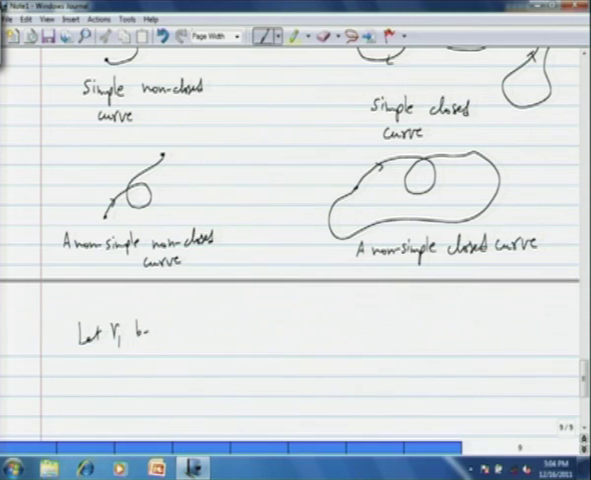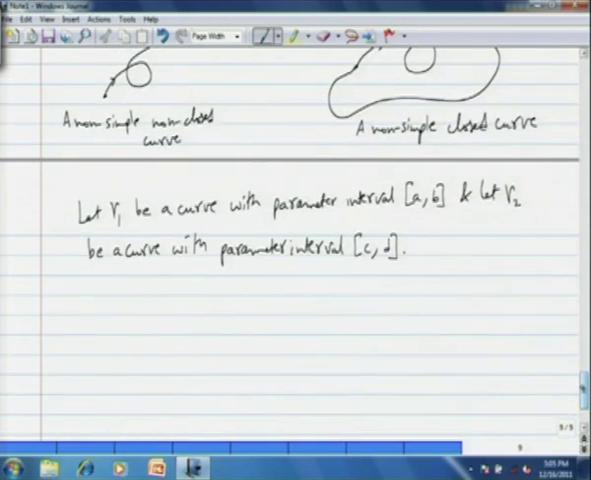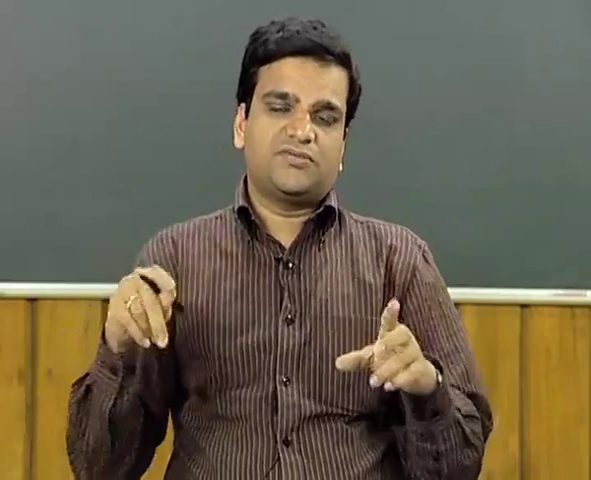Now let gamma 1 be a curve with parameter interval a comma b, and let gamma 2 be a curve with parameter interval c d, let us say. Now, what we want to do is sort of join these two curves when it makes sense.